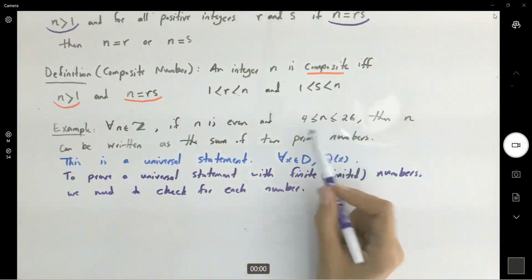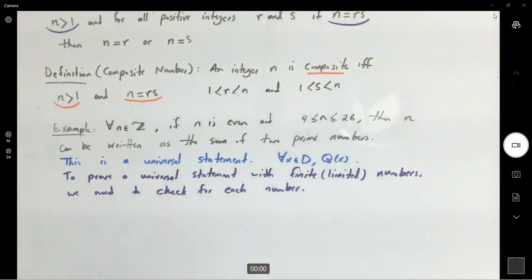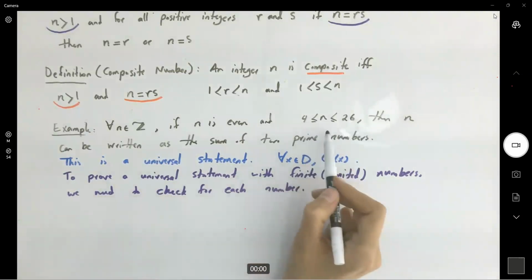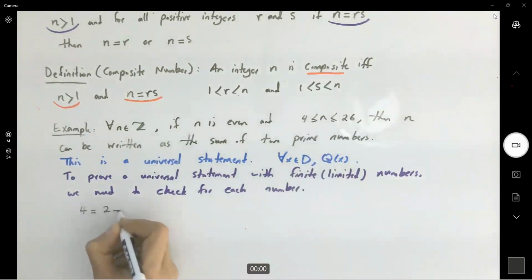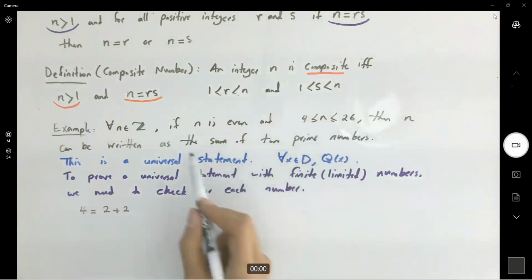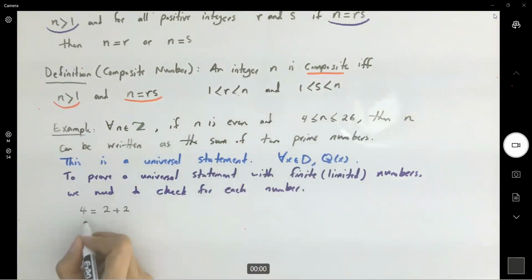How many even numbers are in between 4 and 26? Let's check. So let us start with 4. 4 can be written as 2 plus 2. That satisfies the sum of two prime numbers, of course. What about 6? 6 is 3 plus 3. You're fine. What about 8? 8 is 3 plus 5. You're done. What about 10? 10 is 5 plus 5.